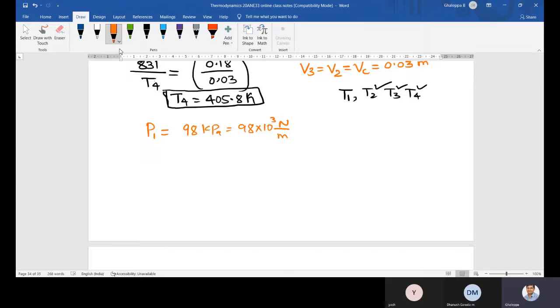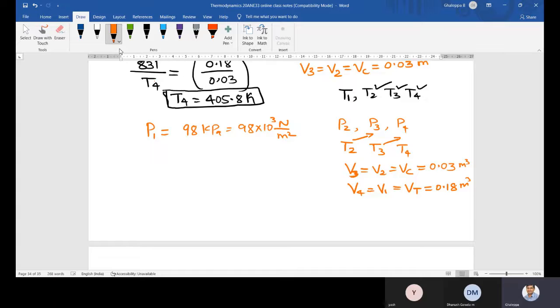Now you need to calculate P2, P3 and P4. What values do we know? T2, T3, T4, and also I know V1. V1 is equal to V2 is equal to Vc. Also I know V4, and V1 is equal to total volume. This should be equal to V3. How much is this value? 0.03. How much is this value? 0.18 meter cube. These are the 4 values I know. T2, T3, T4 also I know, and I'm trying to calculate P2 using P1.